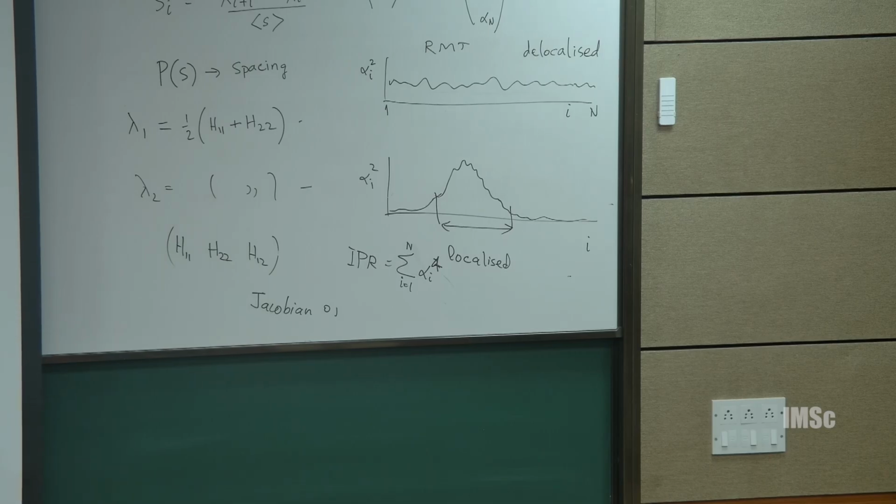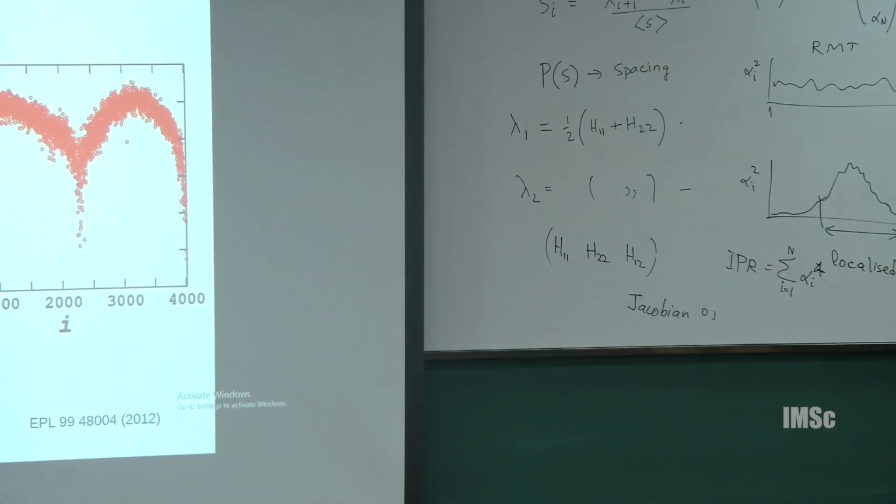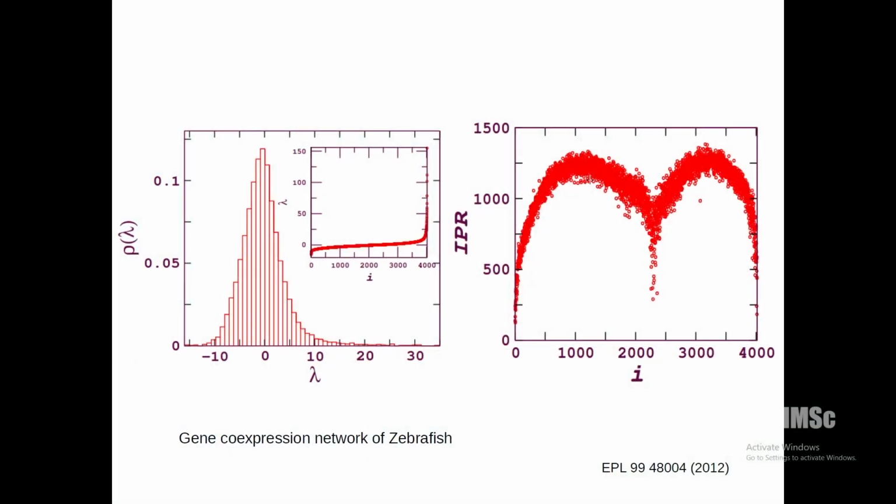I have one figure for that. So here is the inverse participation ratio plotted for, okay, don't ask me what this gene co-expression network of zebrafish is. If you know, you know it, but for me it's just some network. And here is the IPR. You can see that there are places where the IPR is low, and then there are places where it is sufficiently large. So these are the eigenvectors which are localized, and these are delocalized.